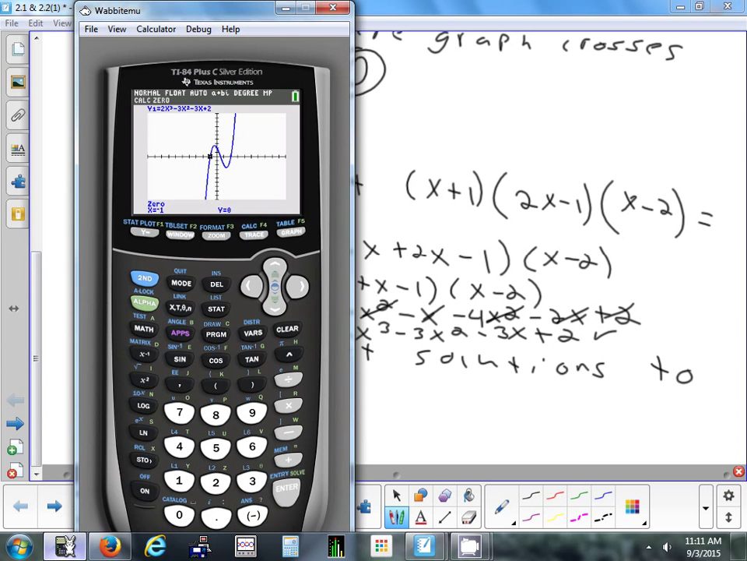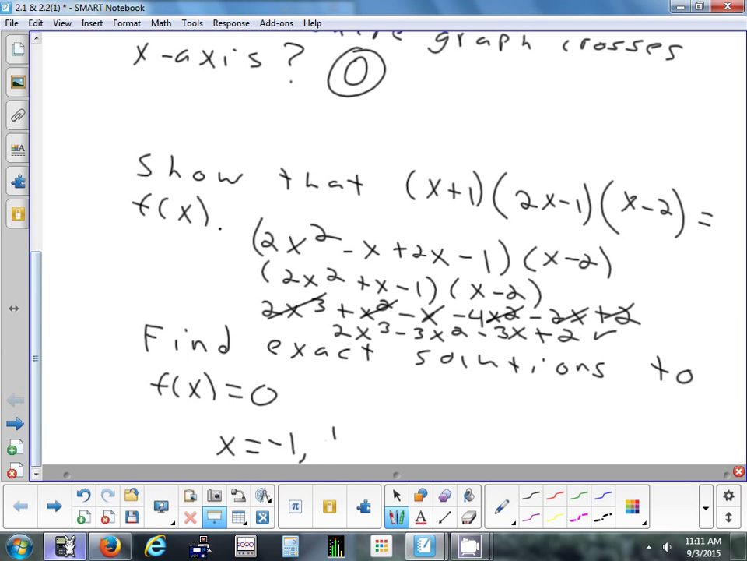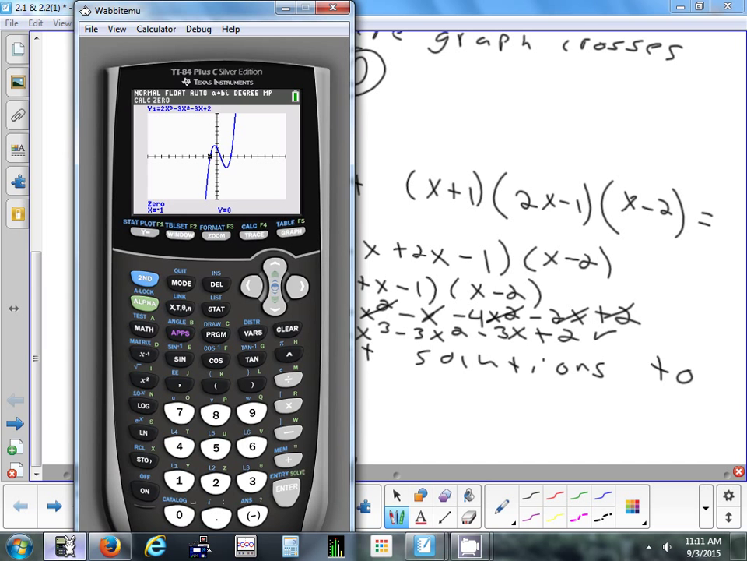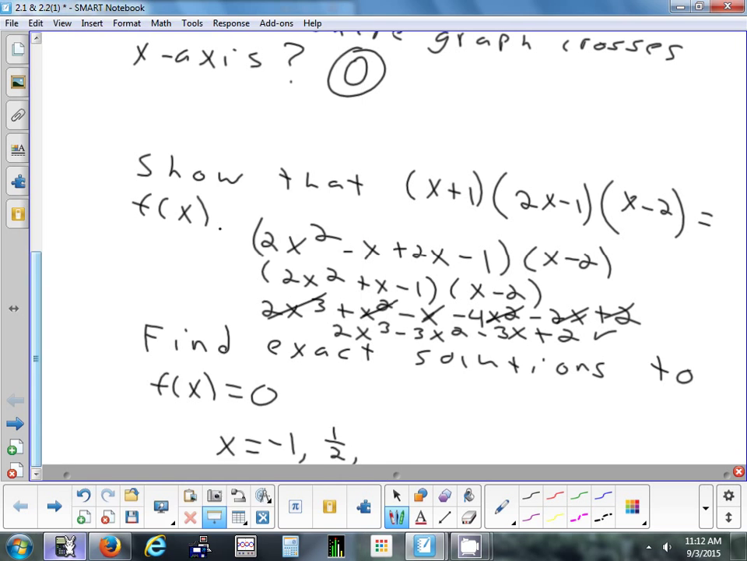Now if you go through and do second calculate zero for the other one, you'll get 1/2. You could try it, but you will. And anybody know what you're going to get for the very last one? 2. Yeah, you do get 2.